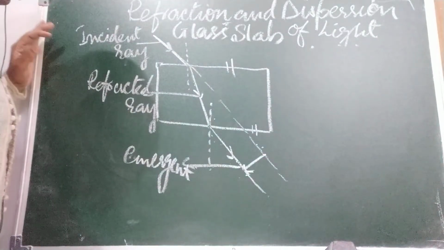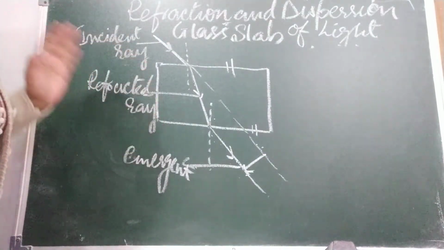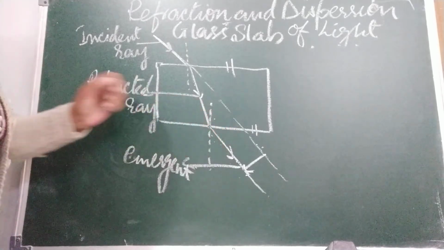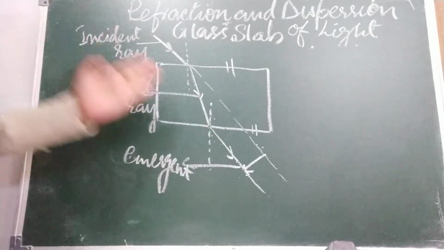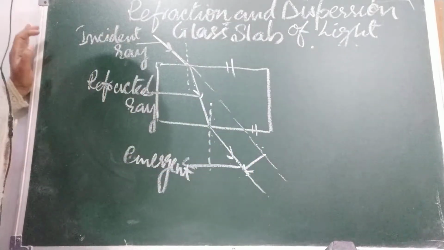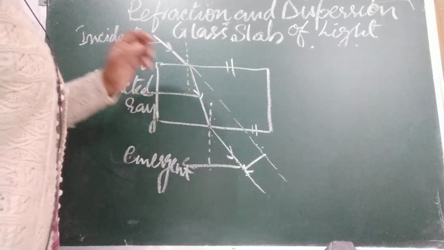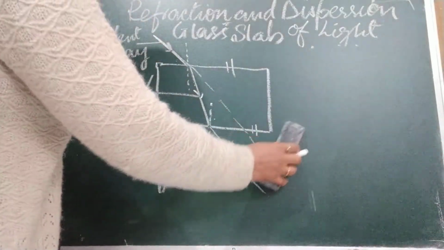This means that the light ray passing through the glass slab is displaced, but its direction is not changed. You are seeing the same direction. This is because the two opposite sides of the glass slab are parallel.